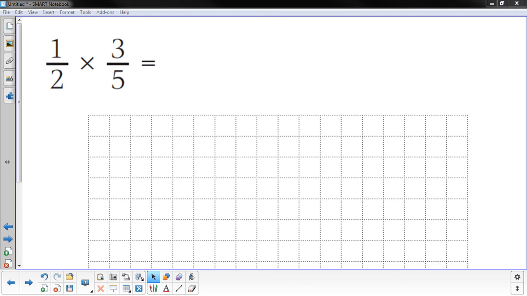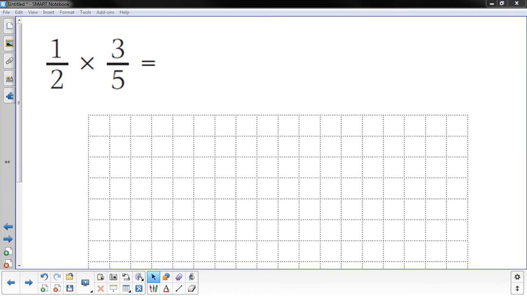Hi, this is Mr. Knowles, and this video focuses on multiplying fractions using the area model, which is the visual model to represent multiplication. So it's very similar to multiplying with the area model, but instead we're using fractions. So let's get started. I have half times 3/5.